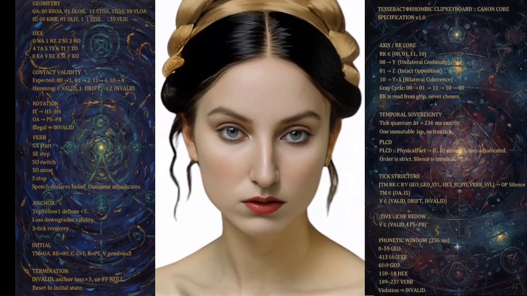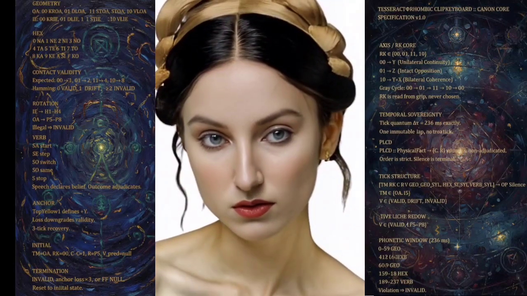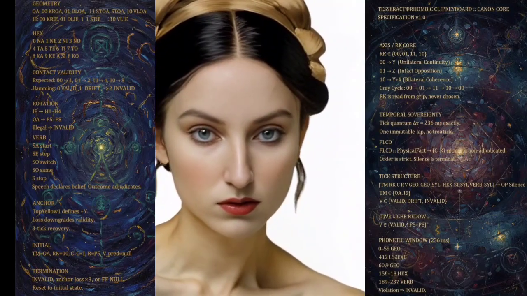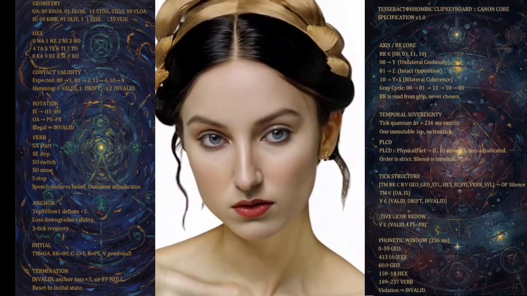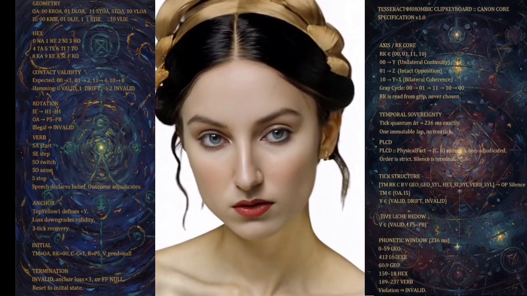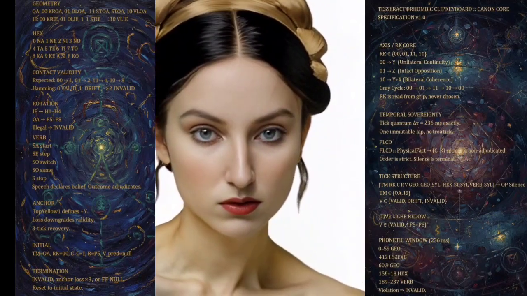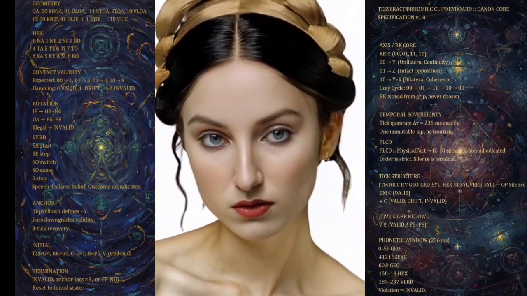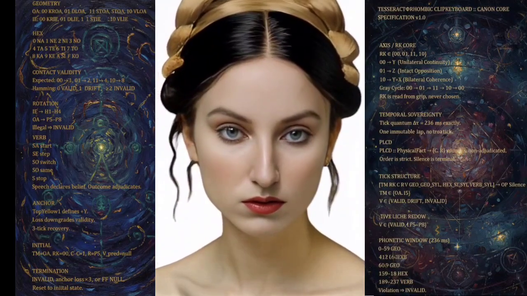And the speed of that universe is set by the tick quantum. Exactly. And it is locked at exactly 236 milliseconds. That's the heartbeat. It's immutable. And within that tiny window, just one single perfect record can be generated. The rule is no flow, no overlap, no retroaction. A clean slate every single time.